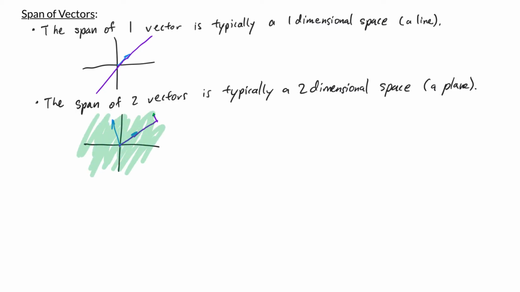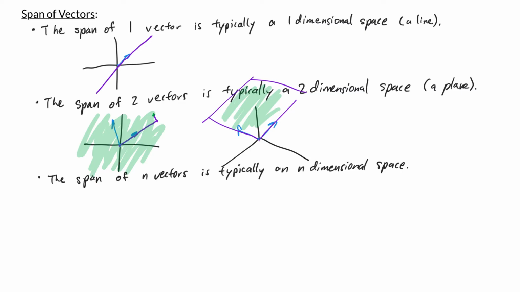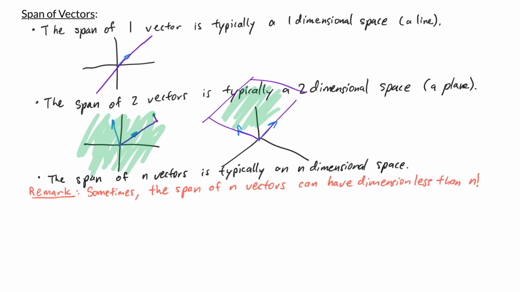In 3 dimensions, I get something like this. I have my x, y, and z axis, put two vectors here. Then the span of those two vectors is going to form a plane that goes out like this. In general, the span of n vectors is typically an n-dimensional space. However, this is not always true. Sometimes the span of n vectors could have dimension less than n.